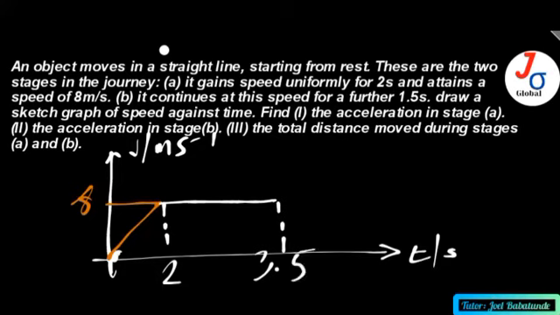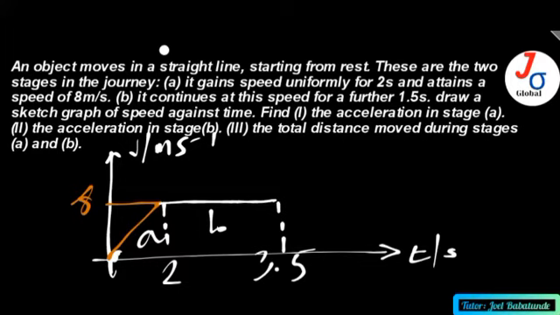3.5. Okay, good. Now the question says draw a sketch graph of the speed-time. That's what we've just done, so I've answered that. Then find the acceleration in stage 1. This is stage A, and this is stage B. So what's the acceleration here?